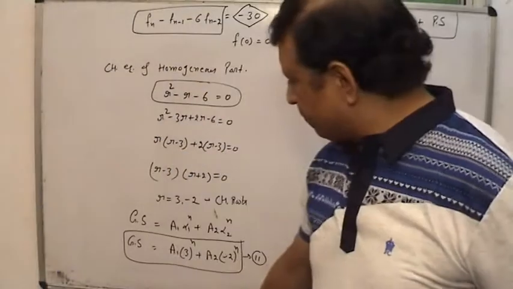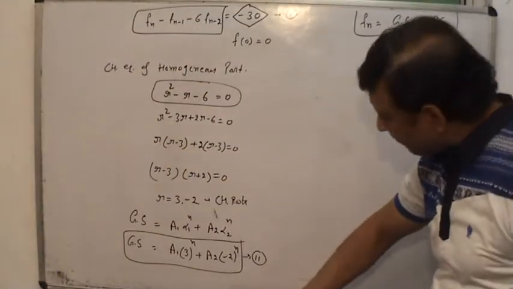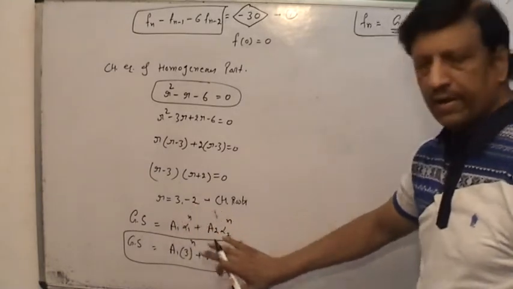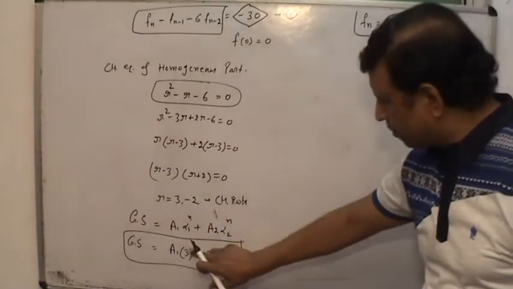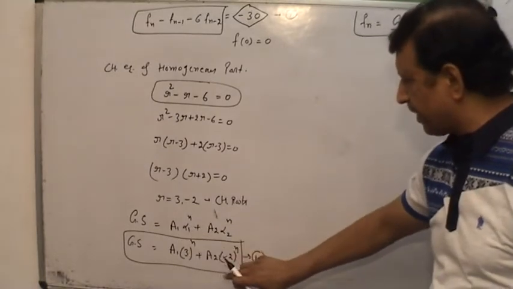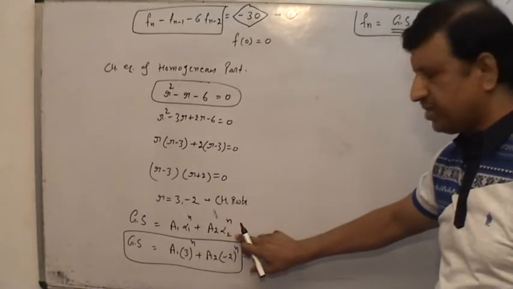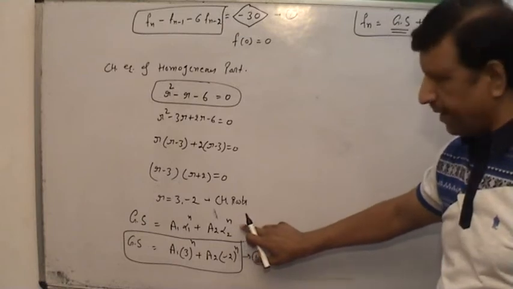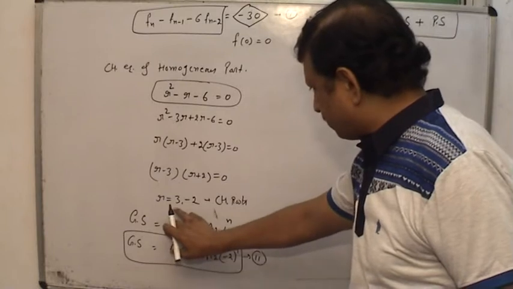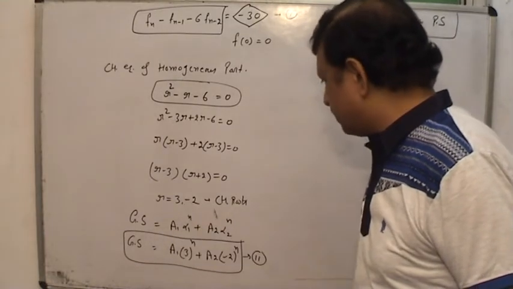It is the same as we discussed in the previous topic. Both roots are different. So the general solution is a1 into the first root raised to the power n plus a2 into the second root raised to the power n. Here alpha 1 is the first root and alpha 2 is the second root.